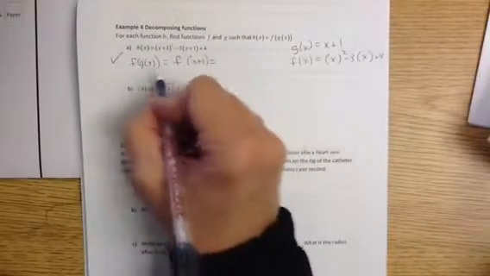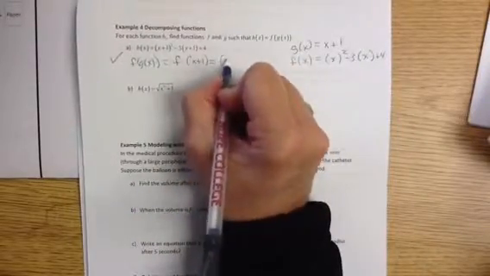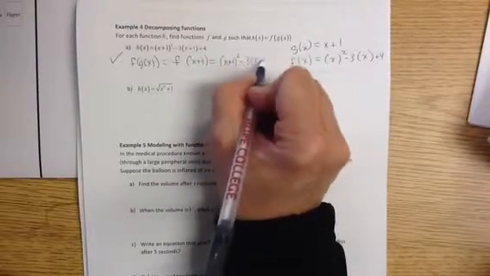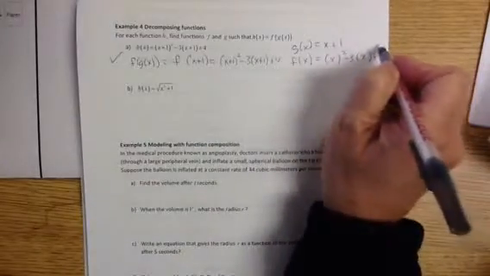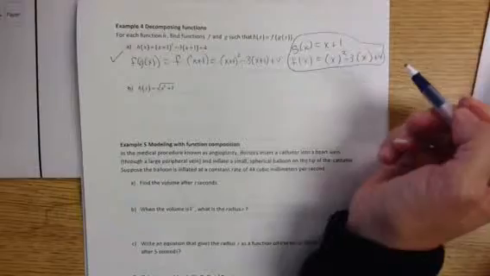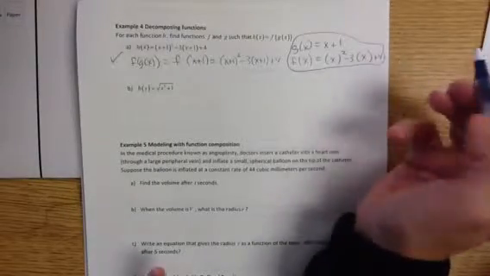And f of x says I'm going to take the first one, square it, minus 3 times the second one, plus 4. It checks out. So this is a good decomposition. It's not the only one, but it's the easiest one for me.